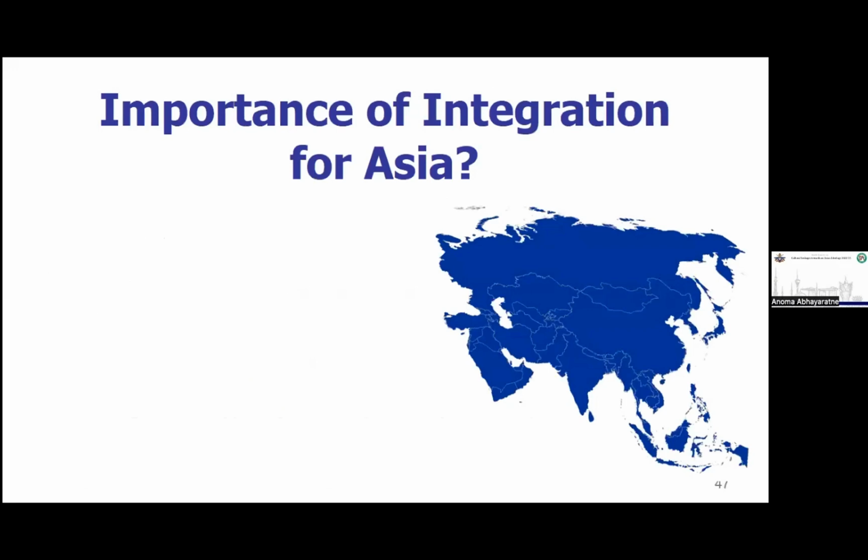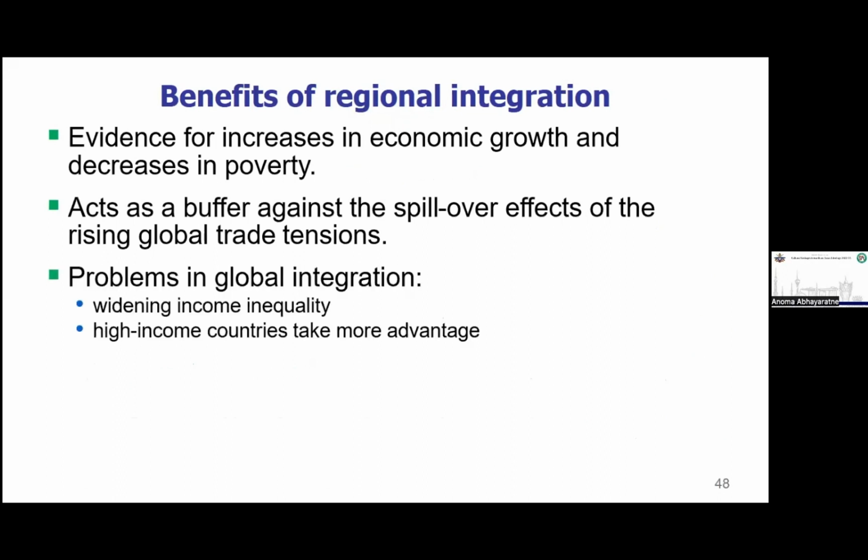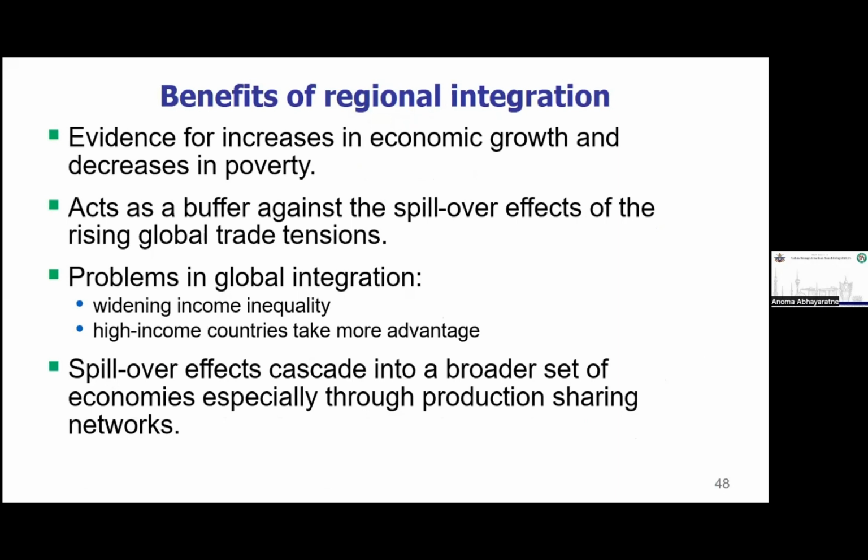Why is that integration important for Asia? We all can benefit from trade integration. There is evidence from others that it can increase economic growth and reduce poverty. It can act as a buffer against the spillover effects of the rising global trade tension. Problems in global integration: widening income inequality, and high-income countries take more advantage. Spillover effects cascade into a broader set of economies, especially through production sharing networks. We will come to that.